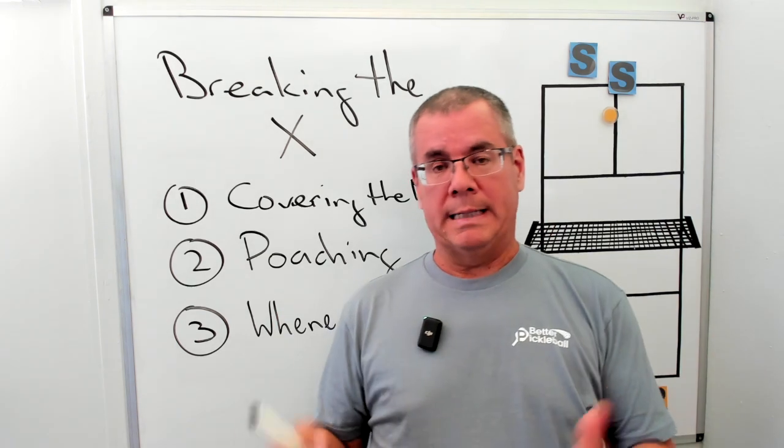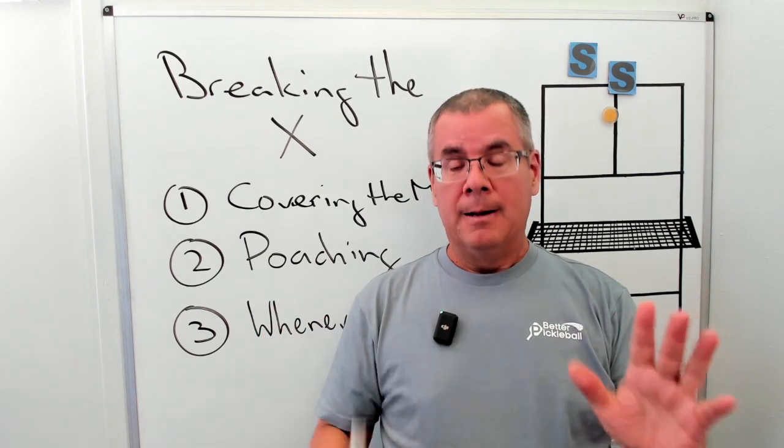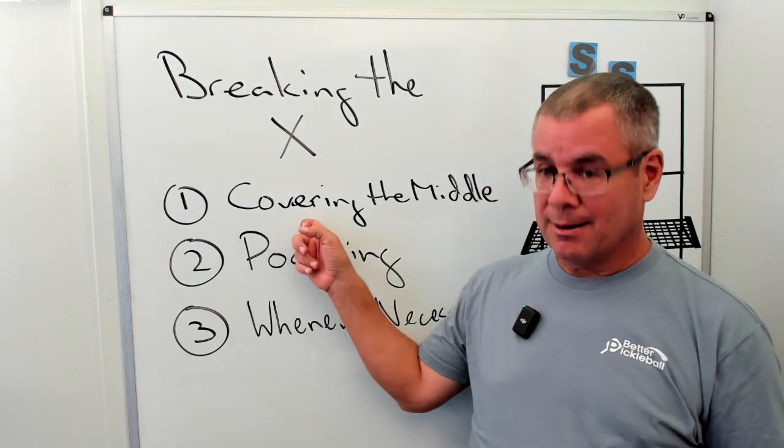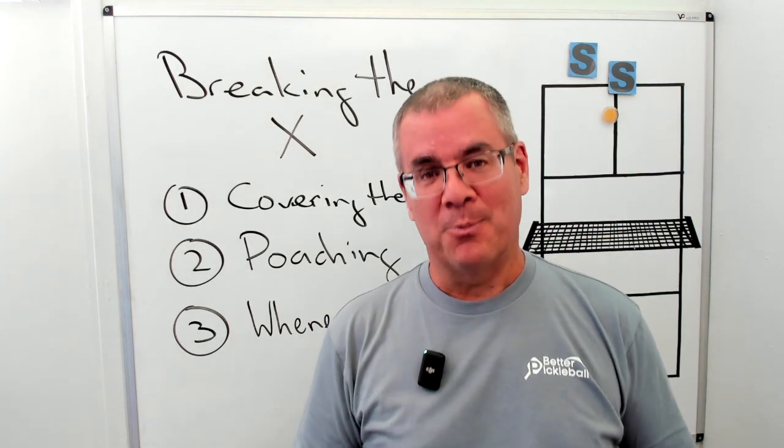The moral of the story is respect the X always applies. Respect the X is always there. If you want to break it, you can break it, but break it because you have a reason, like covering the middle, like poaching, or whenever necessary to break the X.